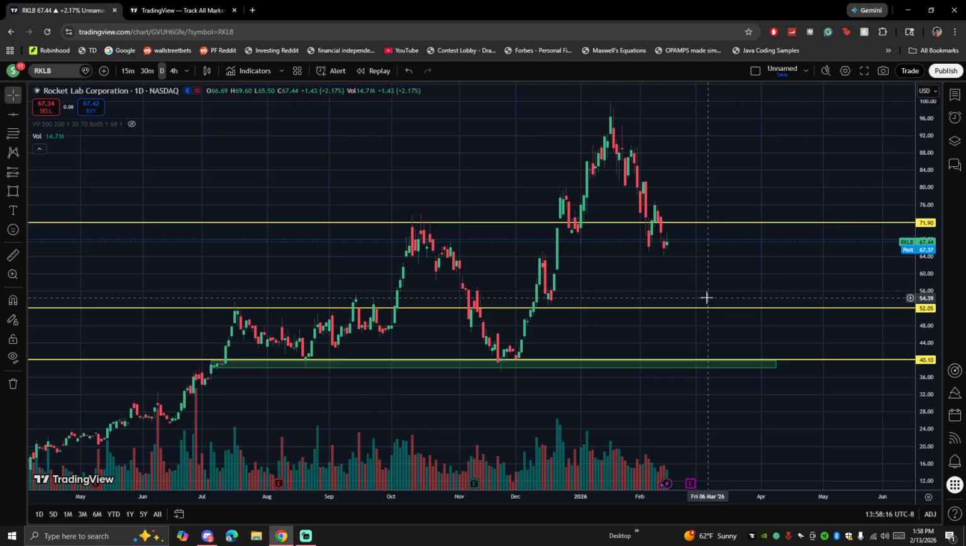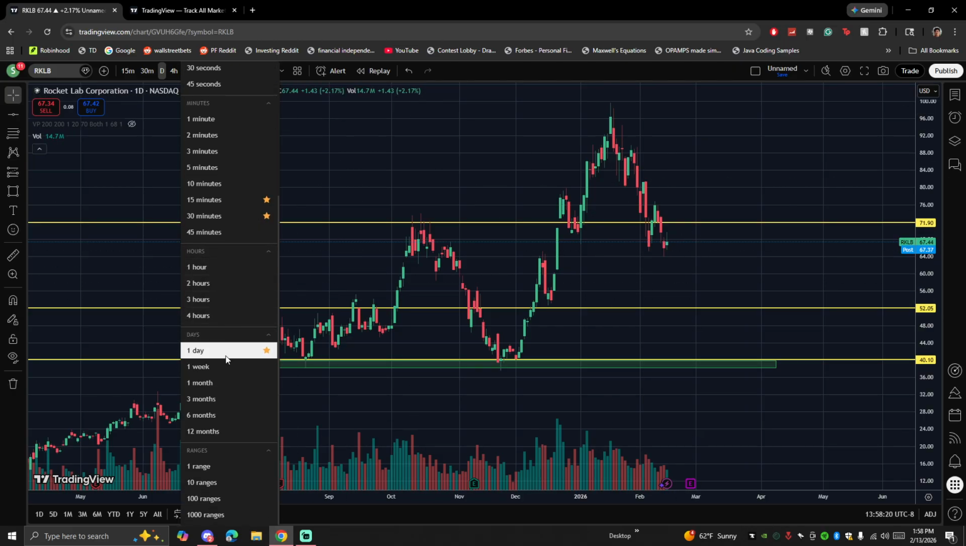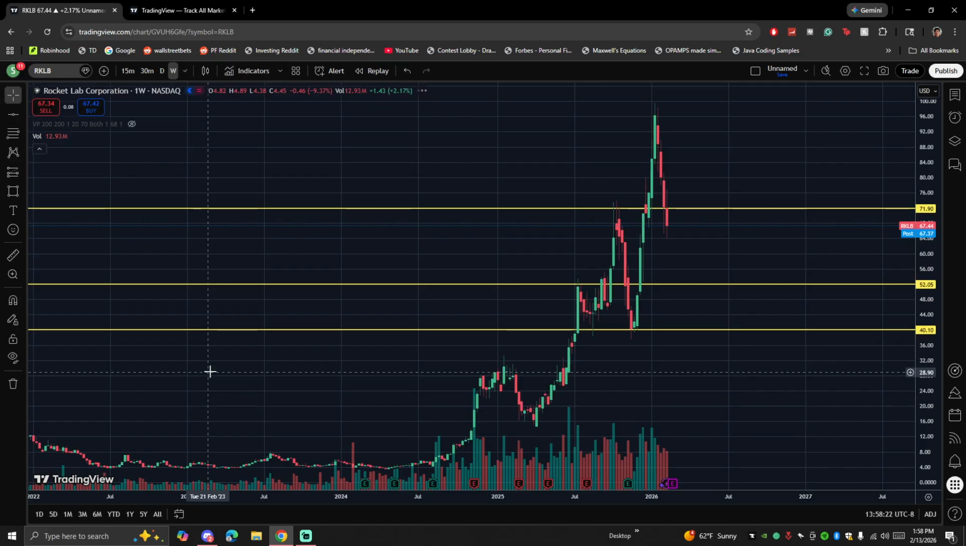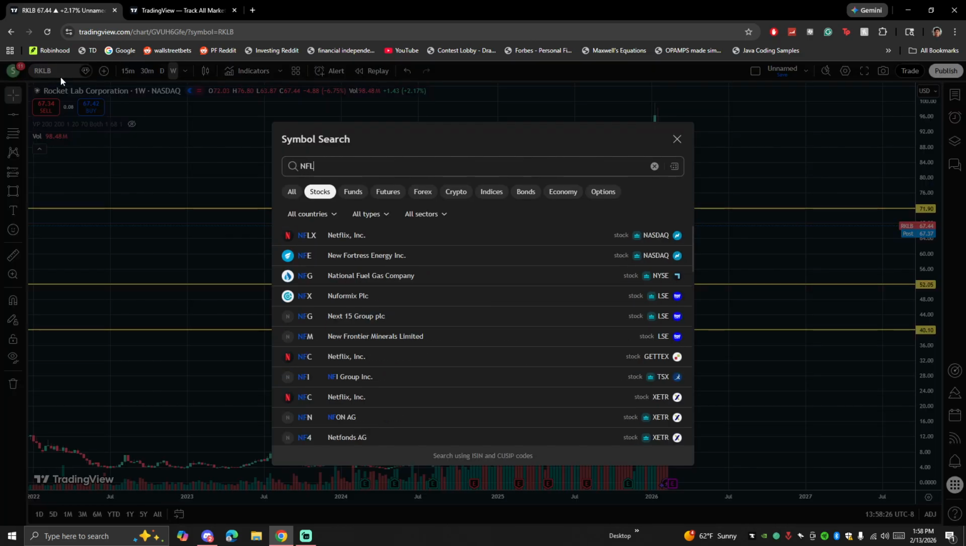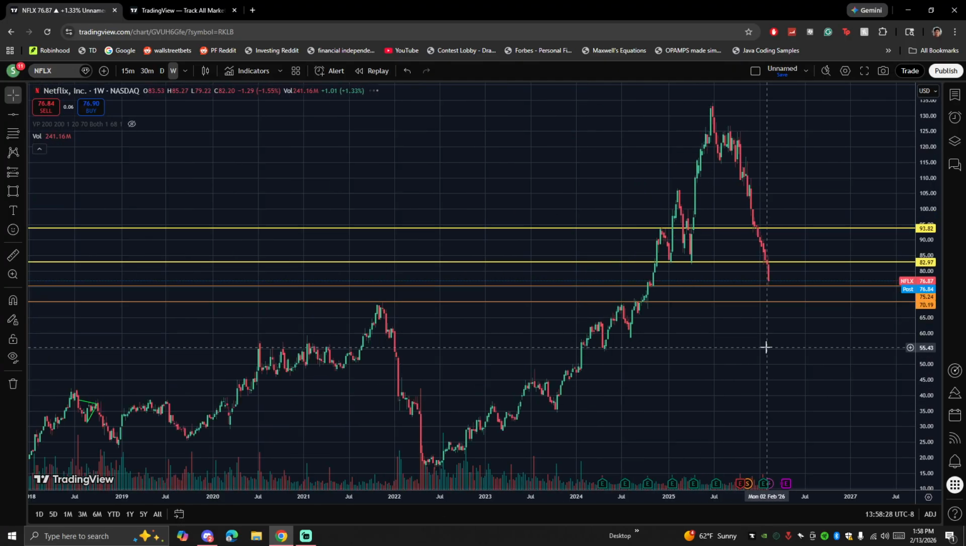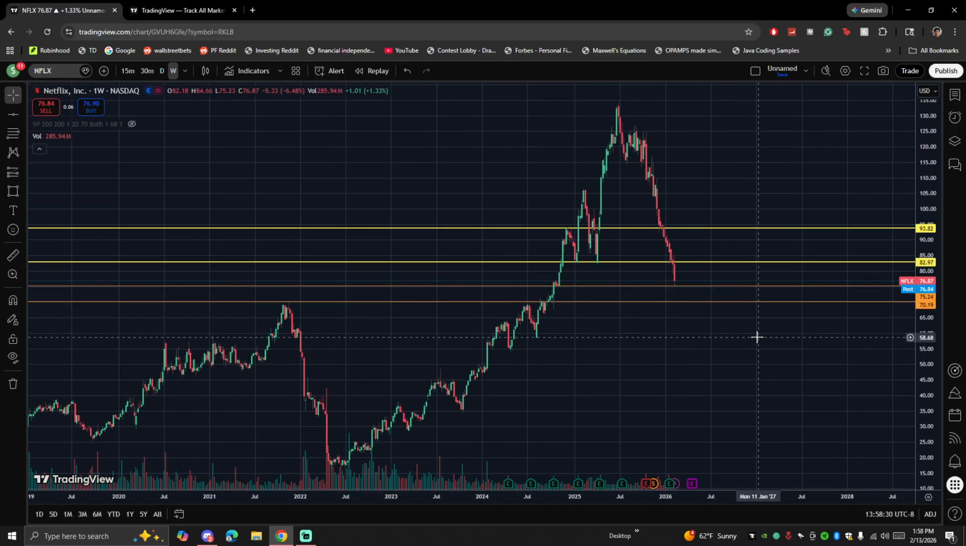So how far back do you look to see levels? How far back is too far back? There's no such thing as too far back. There are some stocks that have just been absolutely hammered for a long time, right? So Netflix, I'm looking at Netflix on a weekly chart, right? April lows are at 82. Netflix is currently hovering around 75.